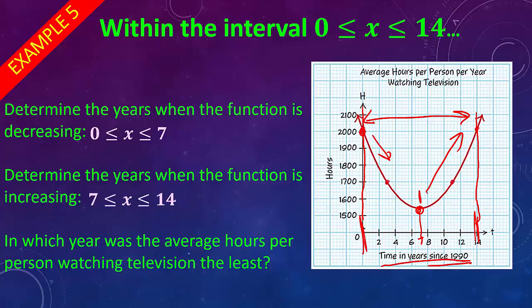And in which year was the average hours per person watching television the least? All you have to do is look at this one right here. That's its lowest point. We said it was at 7. Notice it didn't say how many years since 1990. So that means we're going to have to tack 7 onto 1990, which is going to give us 1997. And that's all there is for the second target.